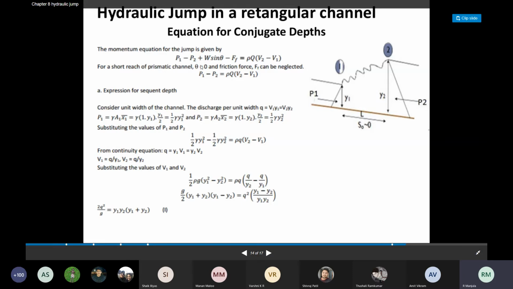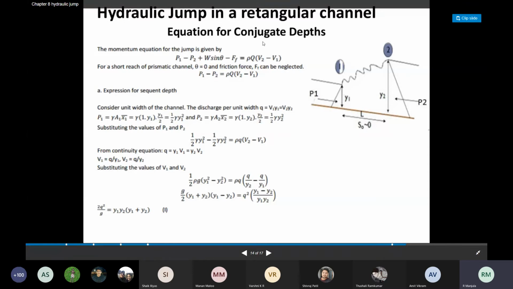The momentum equation for the jump is usually given by, suppose this is the hydraulic jump, we are taking section 1 and section 2. Here y1 is less than critical depth, y2 is greater than critical depth. Now consider the momentum equation. This is the hydrostatic pressure force, so P1, and here it is acting in the other direction, so P1 minus P2 plus W sin theta, which is the weight component of the fluid, minus frictional forces Ff, is equal to rho q into V2 minus V1.